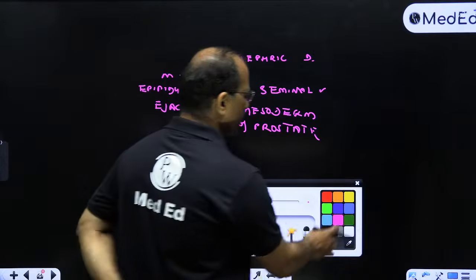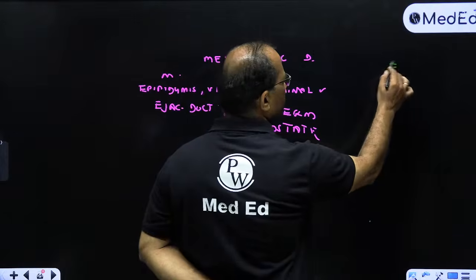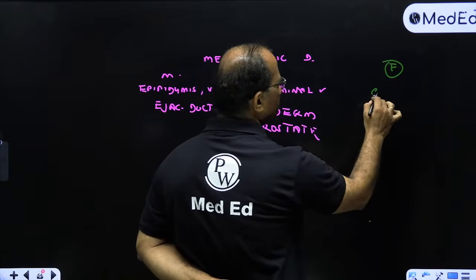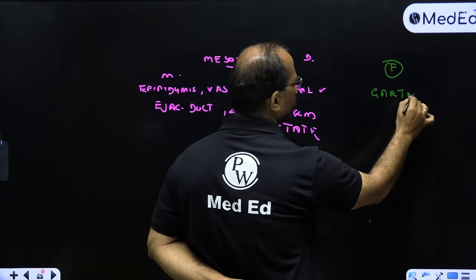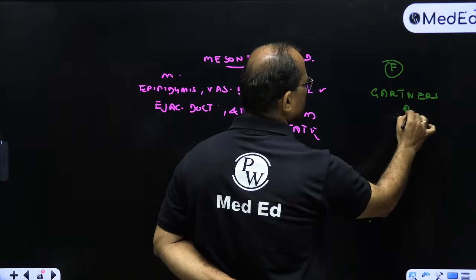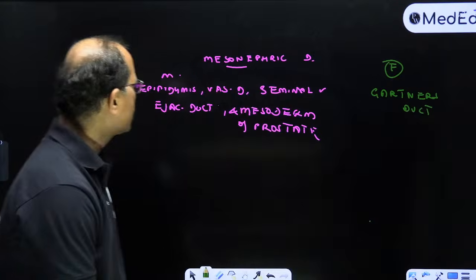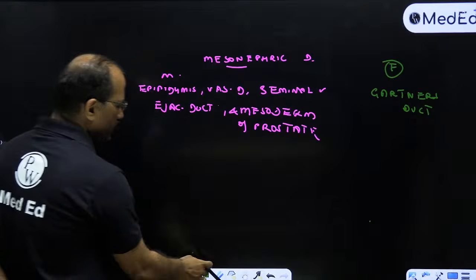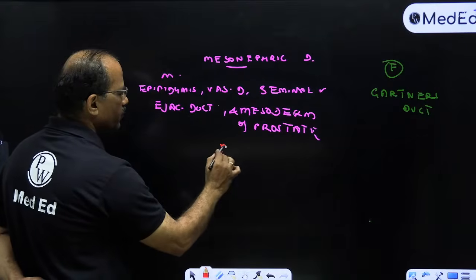What does it form in females? It gets degenerated in females. Mesonephric duct gets degenerated and forms Gardner's duct. Okay? It forms Gardner's duct. Now let's move to the paramesonephric duct. Just one more, paramesonephric duct.